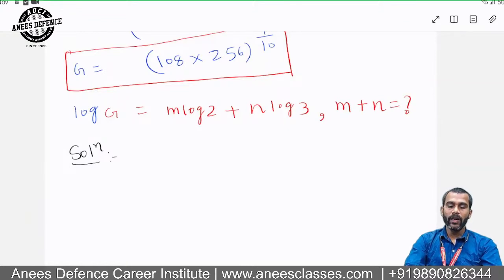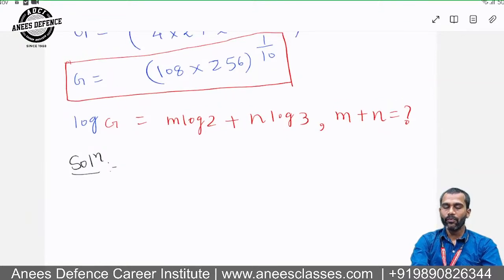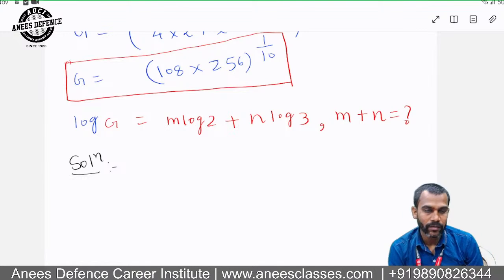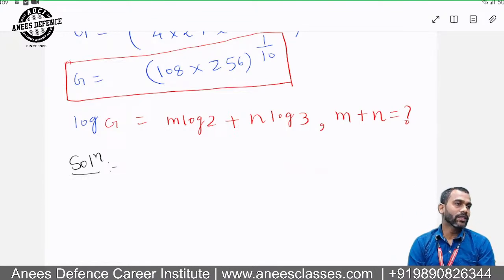Very easy. The hint is just try to find out 108 and 256 in terms of 2 to the power and 3 to the power, and then take log on both sides. You'll get the values of m and n. Are you getting it? Yes, online students, are you getting it or not? Just try to find out the value of G. Whatever is there in the base of G, which is 108 into 256, just try to find out in powers of 2 and 3, and then take log on both sides. You'll get m and n. Try to solve. Very easy.